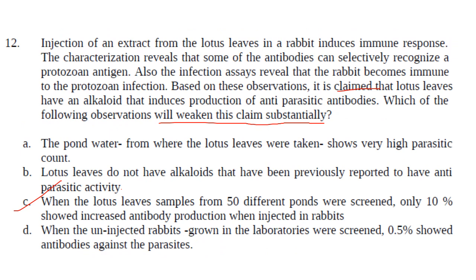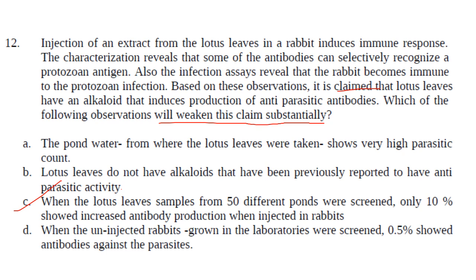The next one. Injection of an extract from lotus leaves in a rabbit induces immune response. The characterization reveals that some of the antibodies can selectively recognize a protozoan antigen. Also, the infection assay revealed that the rabbit become immune to protozoan infection. So here you extract something from the lotus leaves and you inject into rabbit, it induces an immune response. Now this immune response, what you do is you isolate the antibodies and characterize them and you find that these antibodies can recognize protozoan antigen. So naturally the rabbit will become immune to the protozoan infection because it produces antibodies against protozoan antigen.